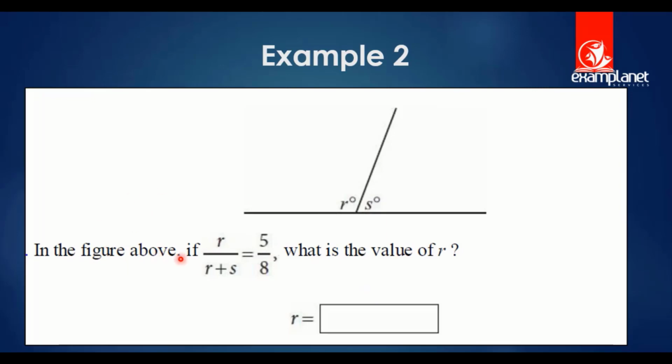Okay, example 2. It says in the figure above, if R over R plus S is equal to 5 over 8, what is the value of R? Can you see this diagram? What can you say about R and S? What is the relationship between them? You can pause the video, try to solve the question from what we've discussed, and then continue the video to see the solution. All right, so let's check the solution to this question.